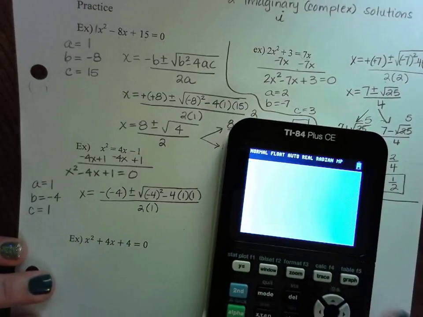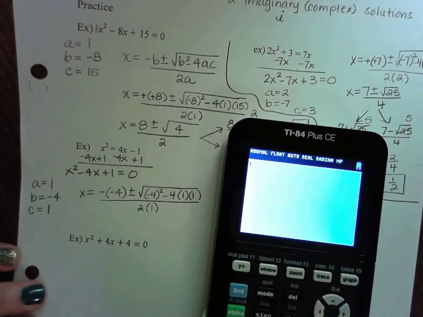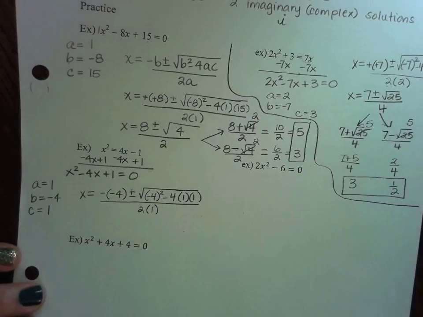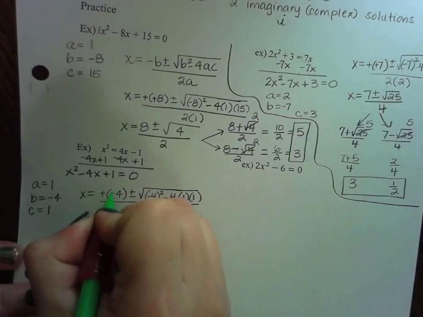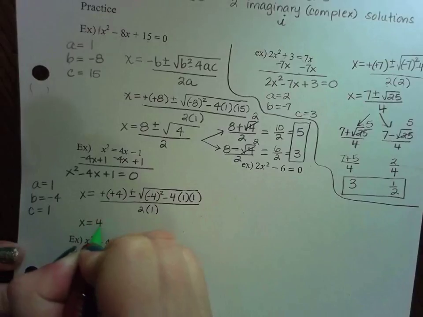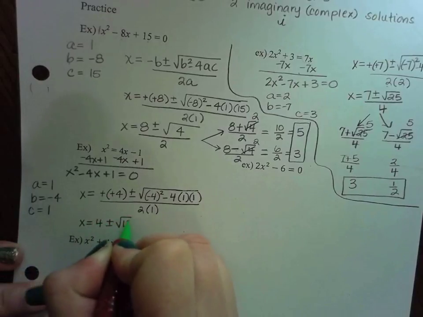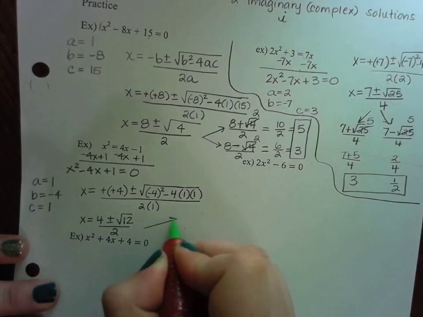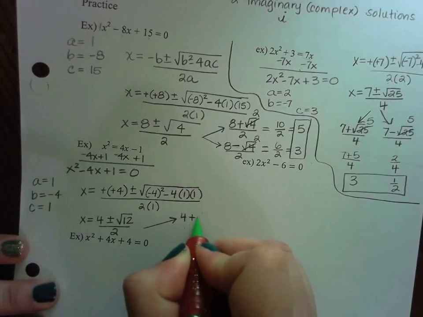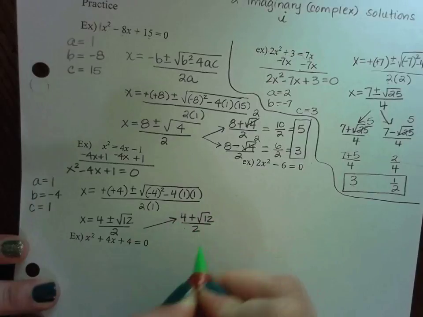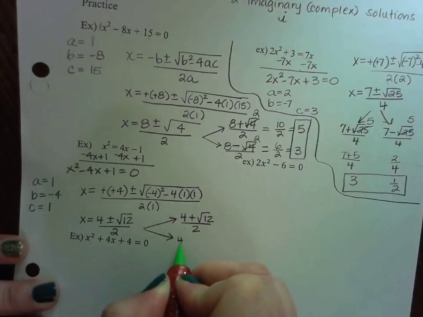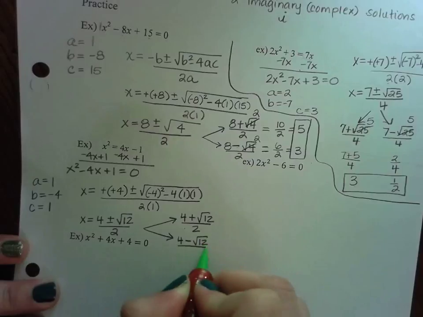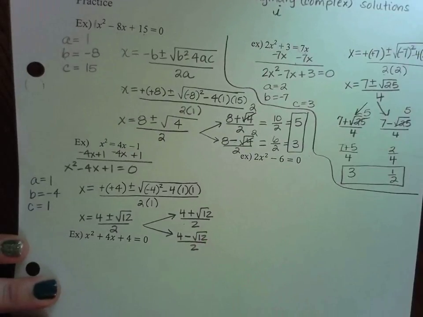Okay, now I can use my calculator. So this will be -4 squared minus 4, which is 12. Okay, so x equals positive 4 plus or minus the square root of 12 all over 2. So from there, two answers. One answer is 4 plus the square root of 12 all over 2. The other answer will be 4 minus the square root of 12 all over 2.